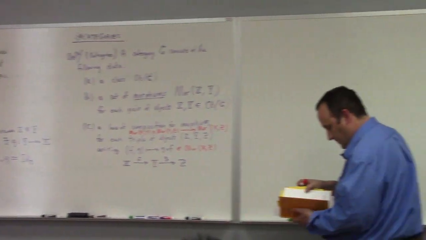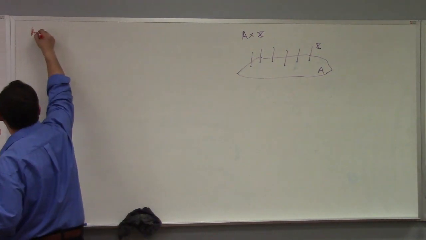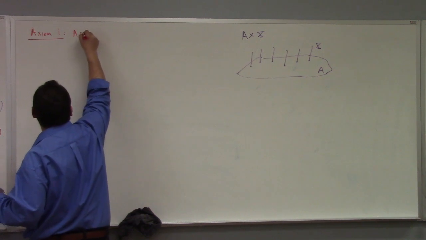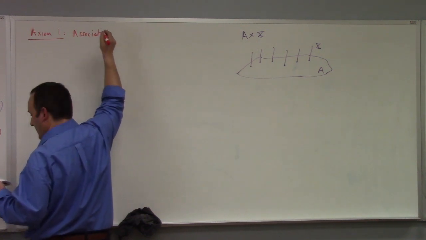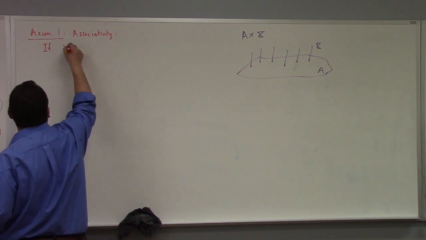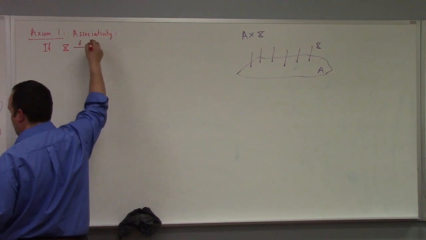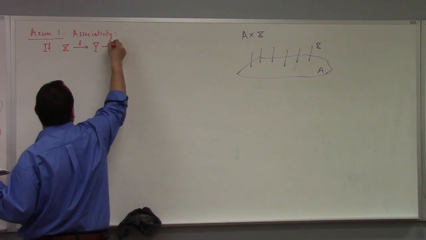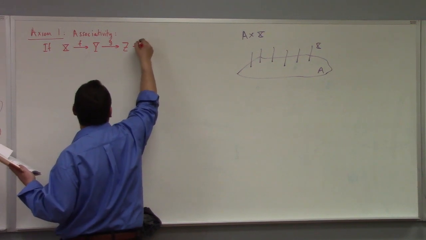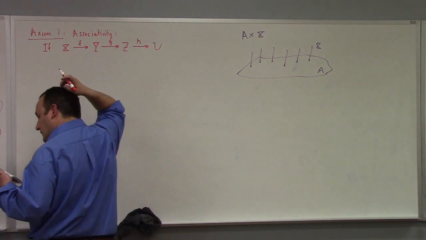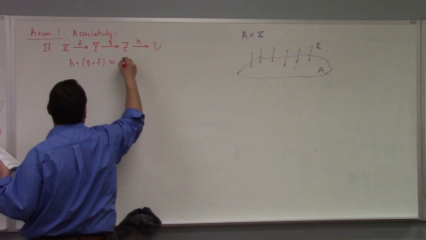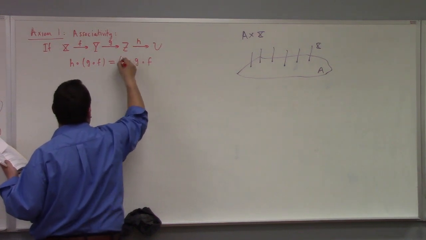All right, so the axioms. Axiom 1 is associativity. Right? So if we have morphisms, and again, this is for morphisms. I'm not saying that these are functions. They may be, they may not be. For morphisms f, g, and h, from objects x to y to z to u, we have that h composed with g composed with f is h composed with g composed with f, grouped either way. Like so, all right?